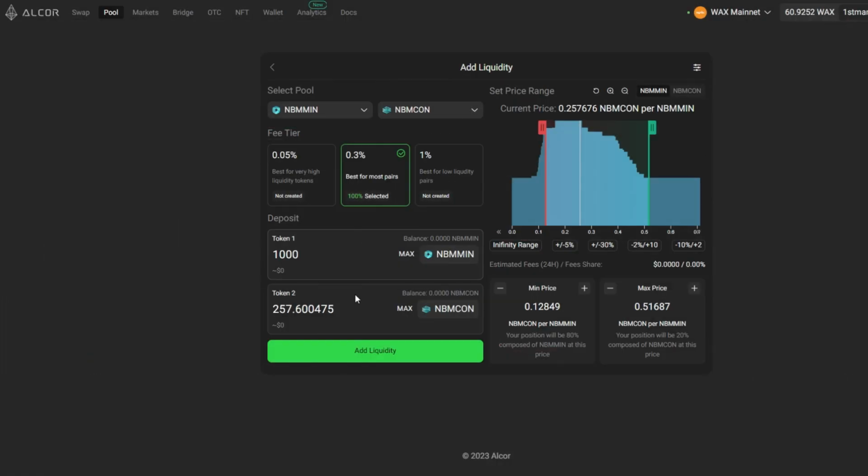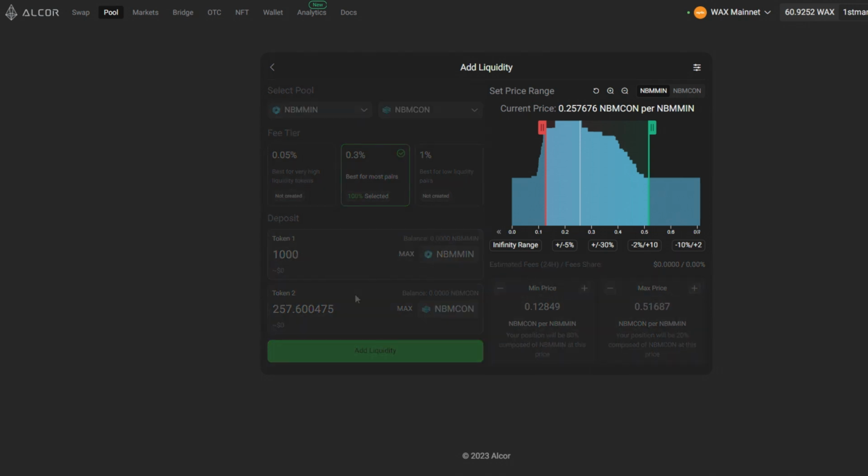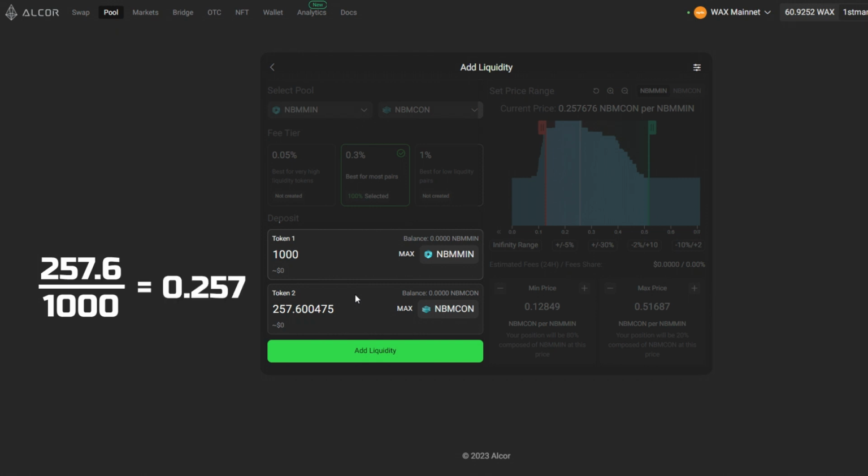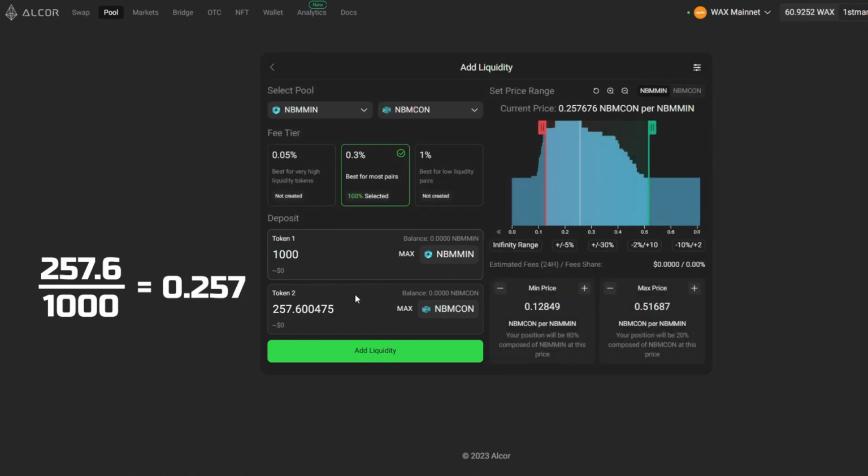This is why the Alcor platform came up with an innovative alternative to offer liquidity providers the option to choose when their tokens should be used or not. When creating a position, this menu is located on the right. When we decided to provide 1,000 units of Minium to the pool, the AMM automatically calculated that we should also provide 257.6 units of Constructium. So, the ratio Constructium over Minium is currently equal to 0.257. This value is represented by a white line on the chart.